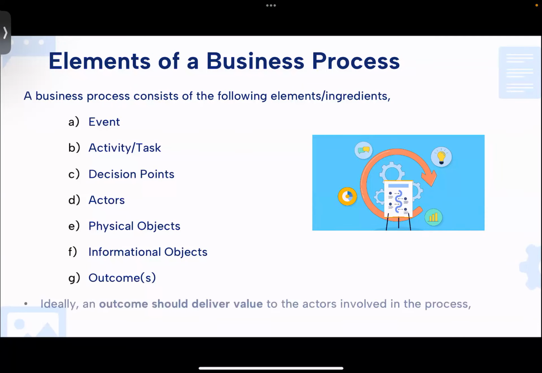As I mentioned earlier, through a process we should provide an outcome. The outcome is something that is valued by the customer of the particular process. Ideally, an outcome should deliver value to the actors involved in the process. Okay, so we'll discuss one by one now. What is an event?